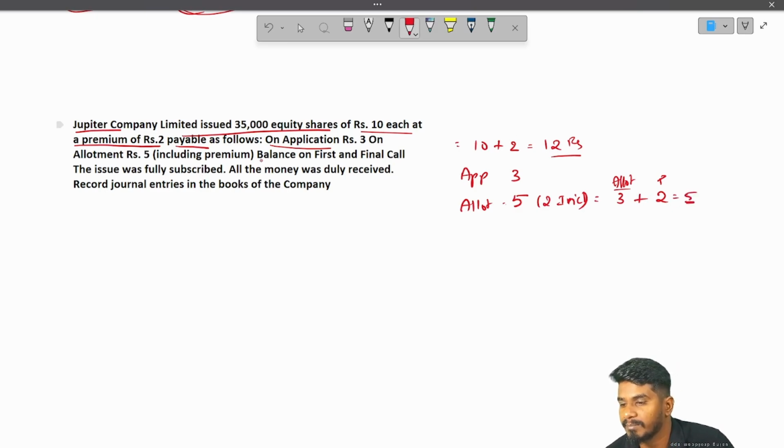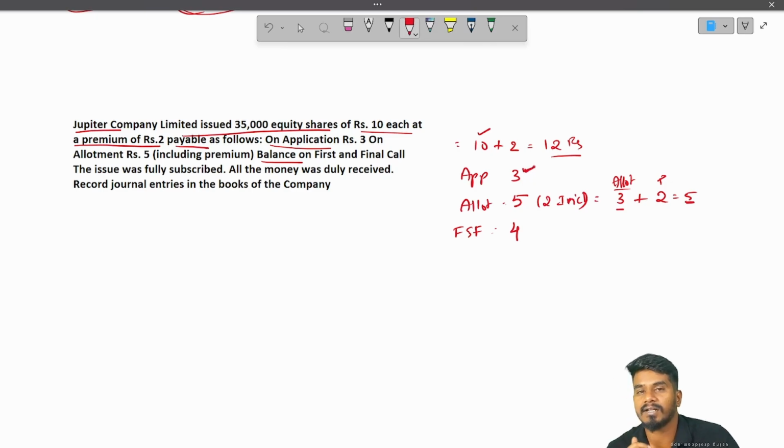Next, the remaining balance on first and final call. Here 3 rupees on application they have received, and again 3 rupees on allotment they have received out of 10 rupees, and the remaining on first and final call. So remaining how much? 4 rupees. Did you understand this calculation?